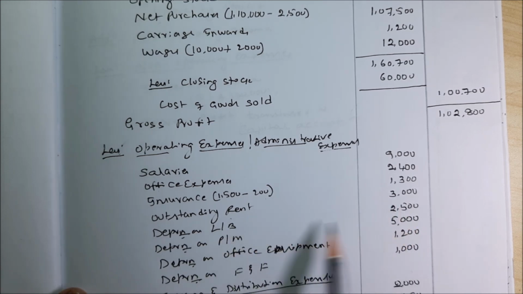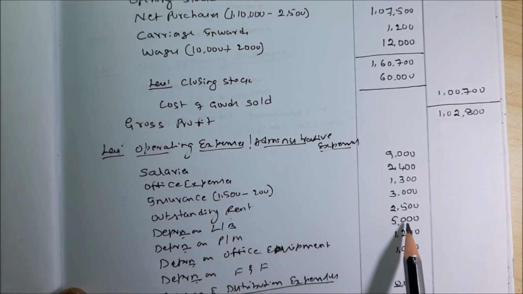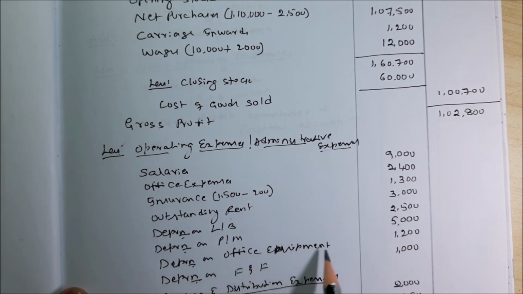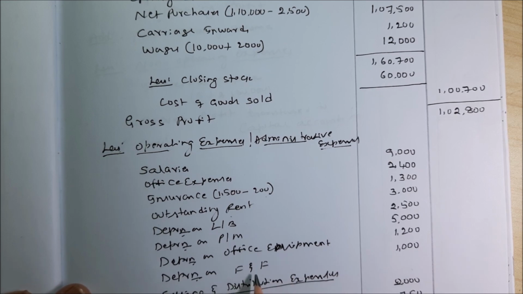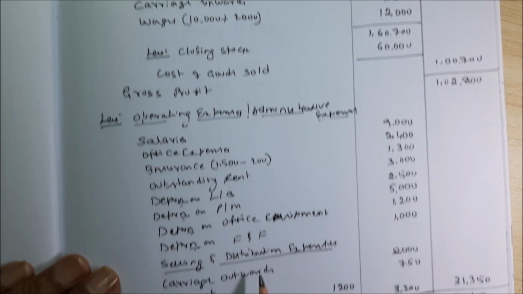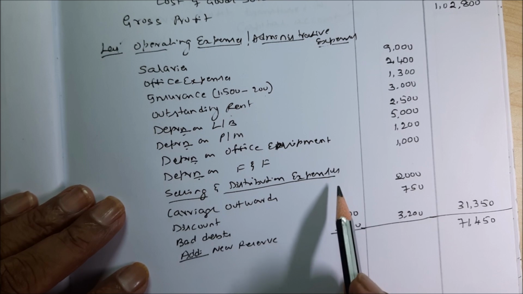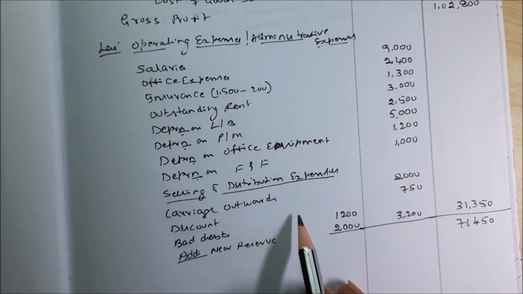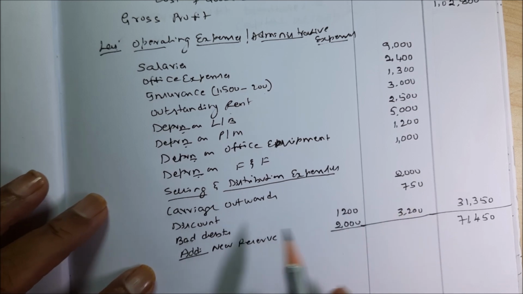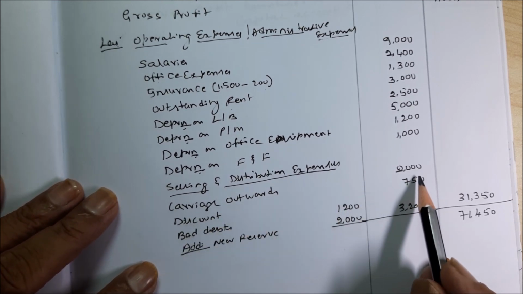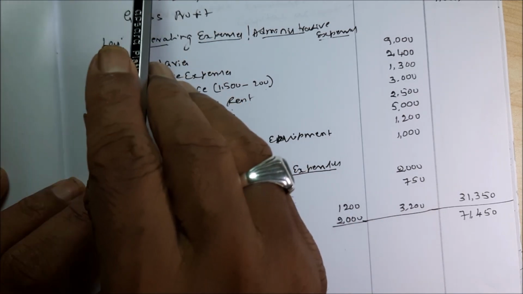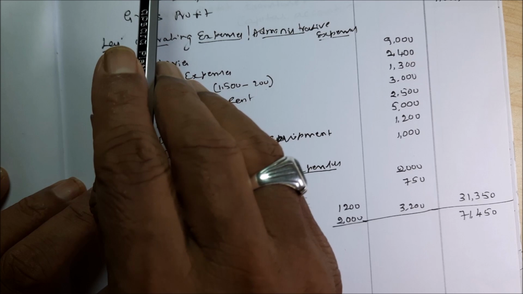Depreciation on building 2,500. Depreciation on plant and machinery 5,000. Depreciation on office equipment 1,200. Depreciation on furniture and fixtures 1,000. Selling and distribution expenses I have taken carefully. The items which belong to sales should be taken separately. Carriage outwards 2,000. Carriage inwards will appear under cost of goods sold, since it is direct.